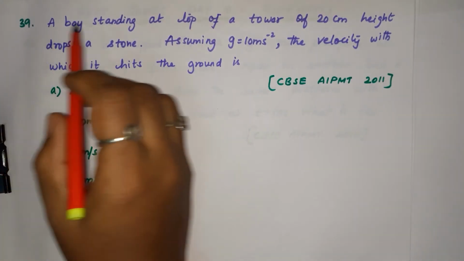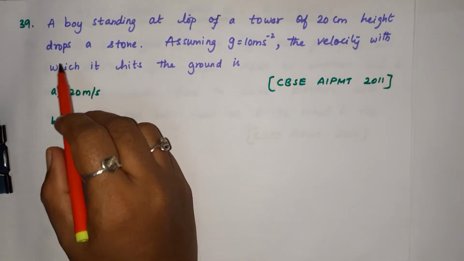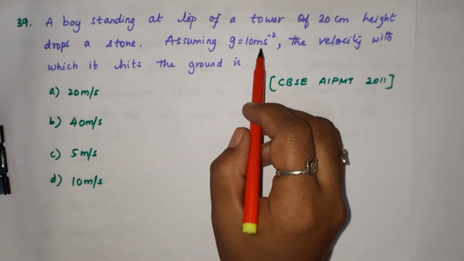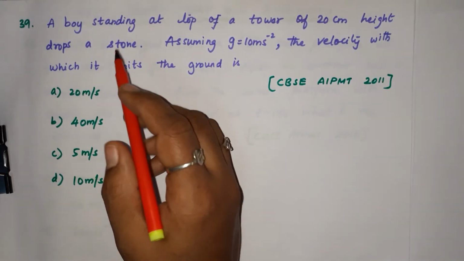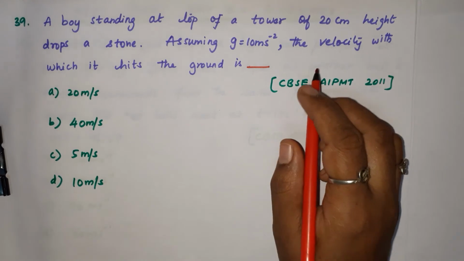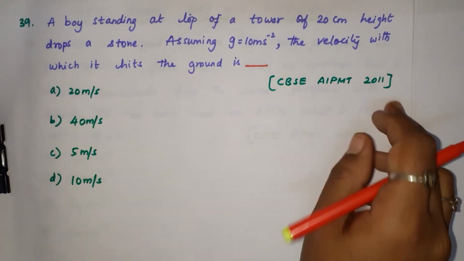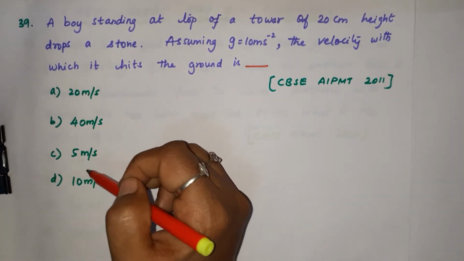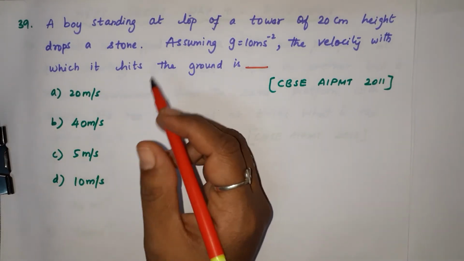Next, 39th question. A boy standing at top of a tower of 20 cm height drops a stone. Assuming g is equal to 10 meter per second square, the velocity with which it hits the ground is. This is a question from CBSE AIPMT 2011. Options we have are 20 meter per second, 40, 5 and 10 meter per second. So we'll find out from the equation.